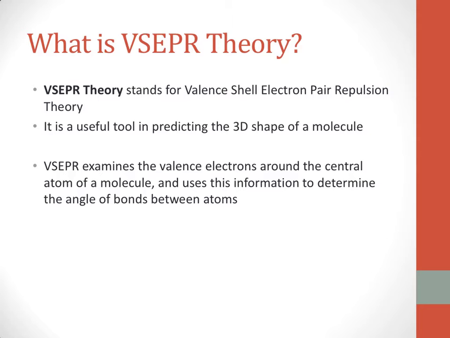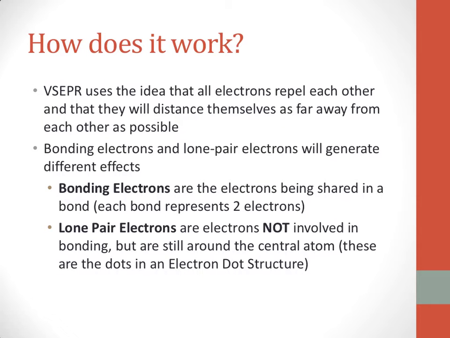It's a useful tool in predicting the 3D shape of a molecule. VSEPR examines the valence electrons around the central atom of a molecule and uses this information to determine the angle of bonds between atoms. So we're looking at molecular shape. VSEPR uses the idea that all electrons repel each other and that they will distance themselves as far away from each other as possible. And we know that from playing with magnets as a kid. If you take the two negative sides and you stick them together, they push away.